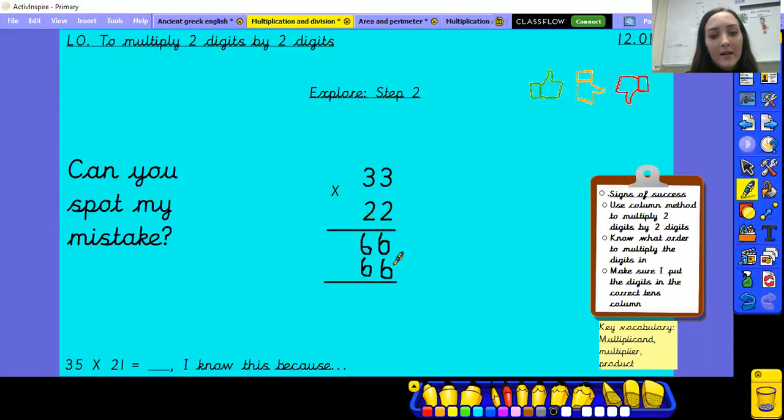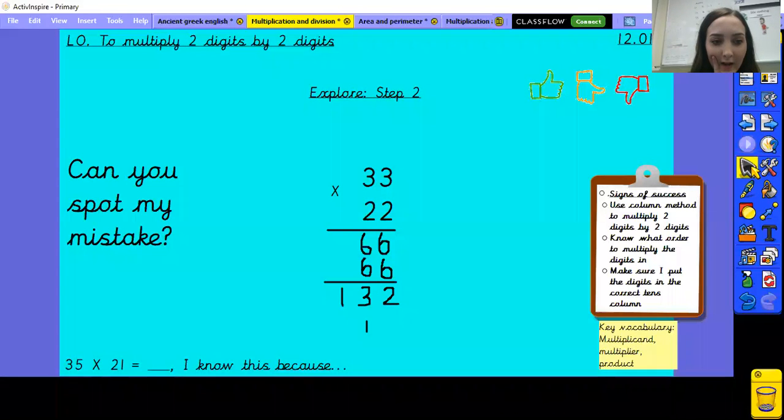So I'm going to add 6 add 6, which is 12. So my 2 goes here, my 1 underneath, and 6 add 6, which is 12 again. So I'm going to add my 1, which becomes 3, and my 1 goes here. So just think about the mistake I've made, which I've talked about when we looked at the other calculations in the previous slides.